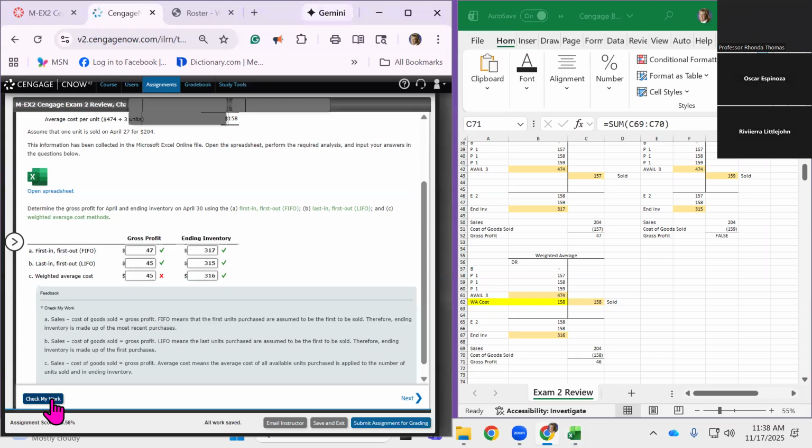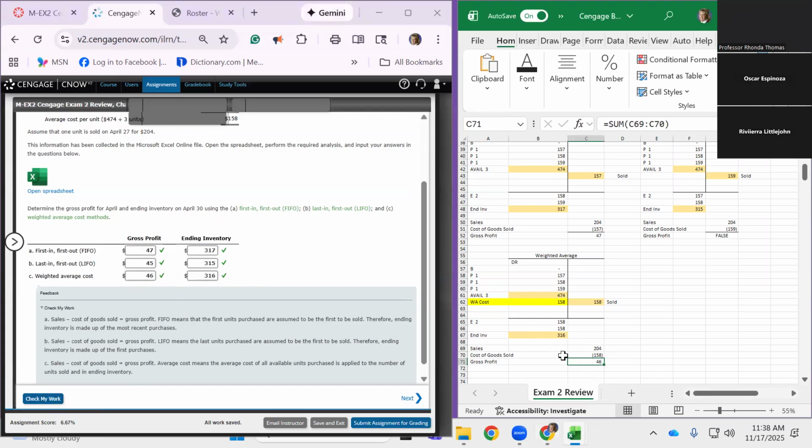Let's check our work. Uh-oh, hang on. So this should actually be 44, I think. Let's just see. Nope. Okay, hang on. So 46. Sorry. There we go. I just missed it.